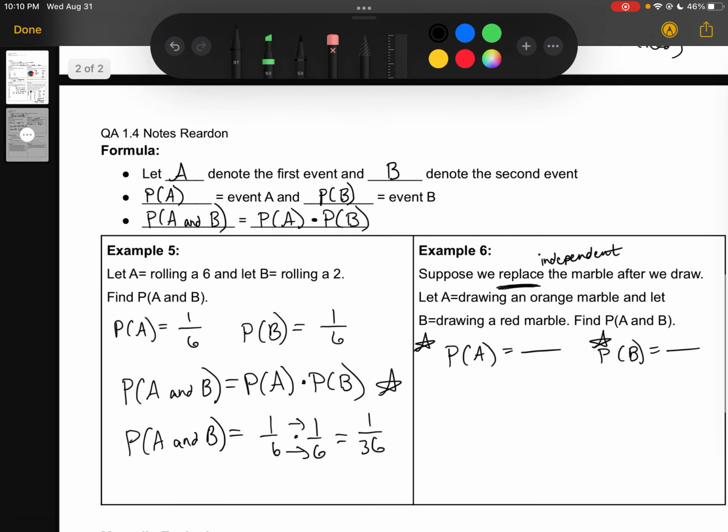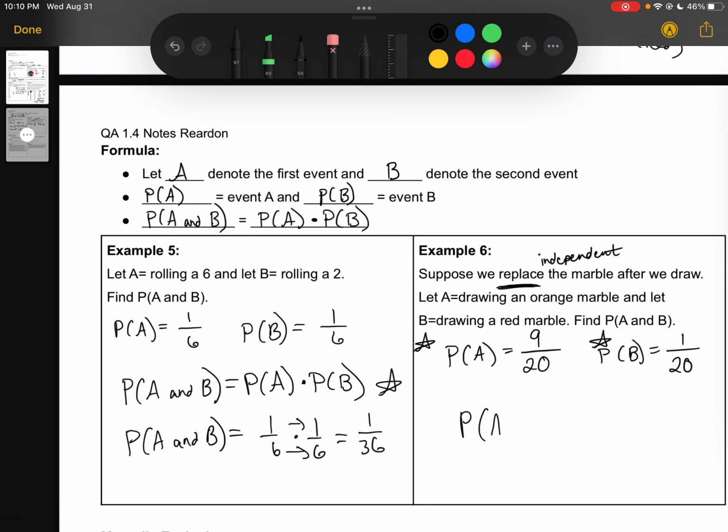All right, so if we revisit it here, orange marble, we had 9 out of 20, 9 oranges out of 20 total. And then red, this time because we replace it, it is over 20 again. So it's 1 over 20 now. It's not 1 over 19 anymore because we don't get rid of anything. We put everything back, so it always resets to 20.